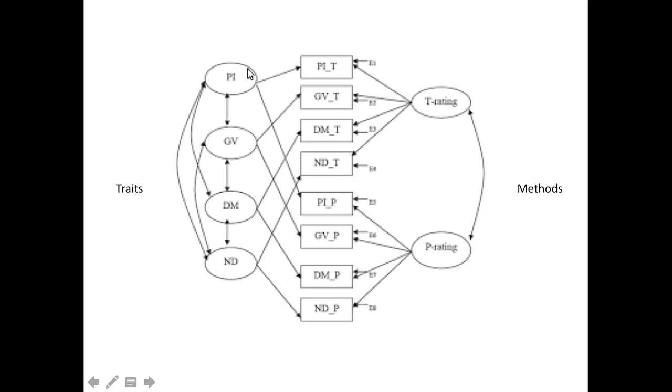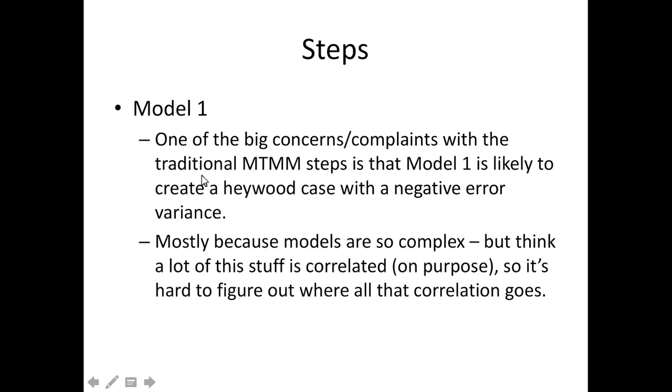Each square here should have 2 different arrows, one for methods and one for traits. So you can't have a trait that's only on one of the methods. The traits have to be on both methods, and then the methods have to measure all the different traits. So that's correlated methods, correlated traits. You want this model to be good. So this is sort of the golden model, which is what's on this side.